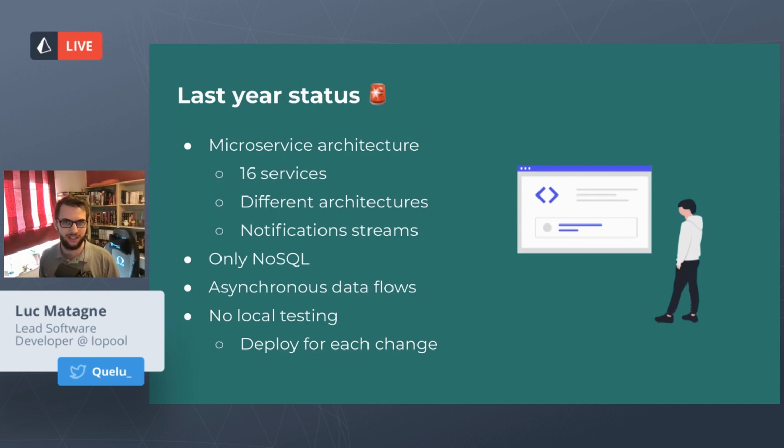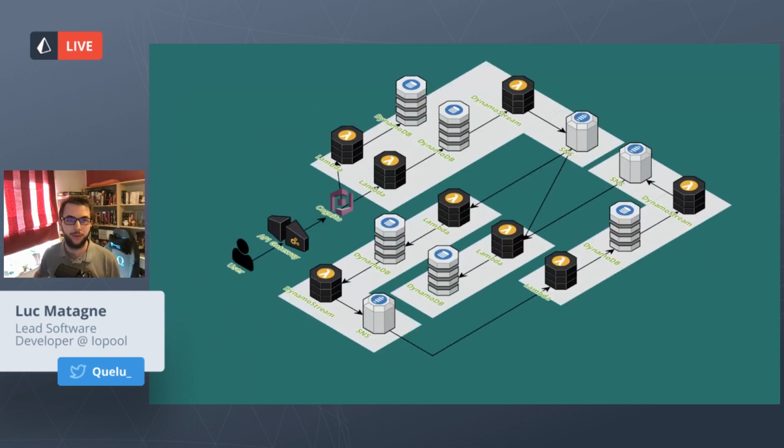Cherry on the cake: you can't run all services with notification streams locally on your own machine. So each change must be deployed on the cloud to test it. To help you visualize what a single flow of data looked like, here is a schema of what it looked like. Yeah, you got it? It was a dev nightmare.